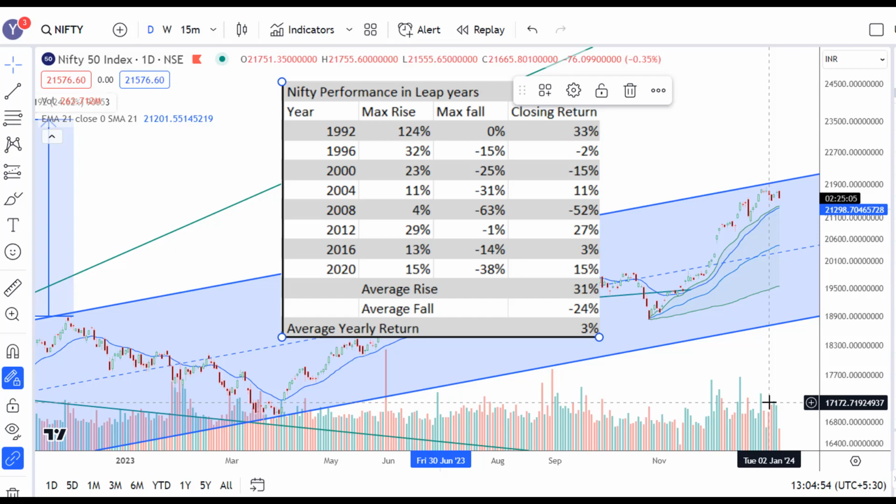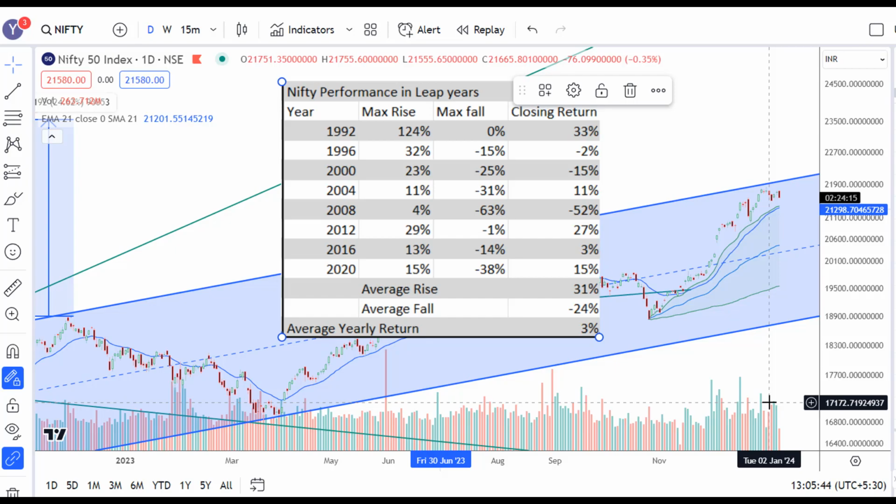However, not all leap years resulted in a big fall. For example, 1992 was a good year. 1996 also the fall was around 15% only. Similarly, 2004 was not that bad a year, even though we saw a decent fall in the market. Similarly, 2016 and 2012 were not as bad as say the year 2020 and 2008. Now, the average rise during leap years has been 31%, while the average fall has been 24%.